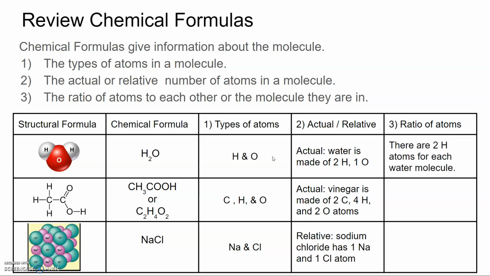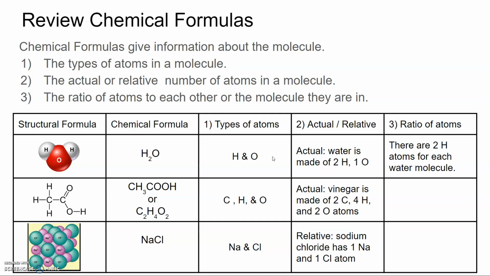Now let's go into the ratios. We also can get information about ratios of atoms, and this information actually is going to be useful for the next unit on stoichiometry. So if you look at a water molecule, for example, if you look at the chemical formula H2O, you can see that there are 2 hydrogen atoms for each water molecule. So that would suggest a 2-to-1 ratio, 2 hydrogens for 1 water molecule. So in this case, for this ratio, we're comparing the number of atoms to the entire molecule.